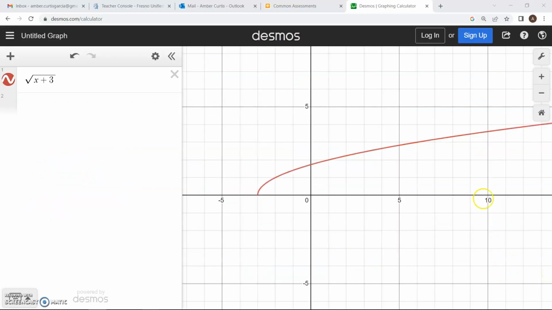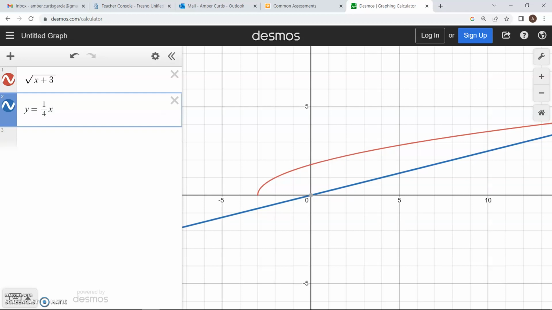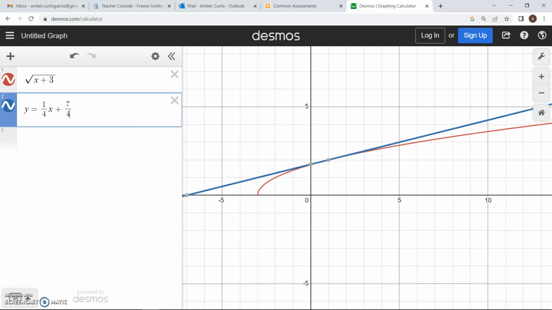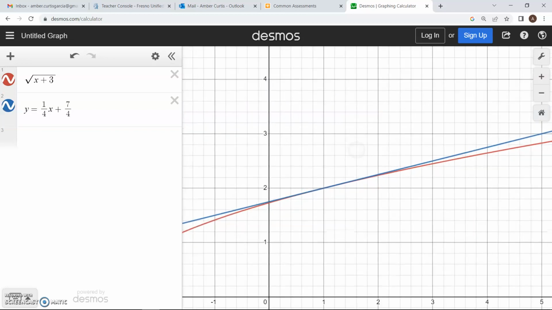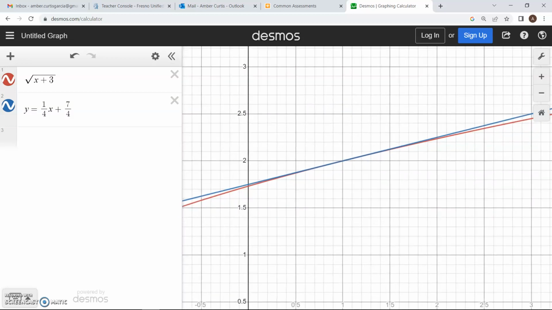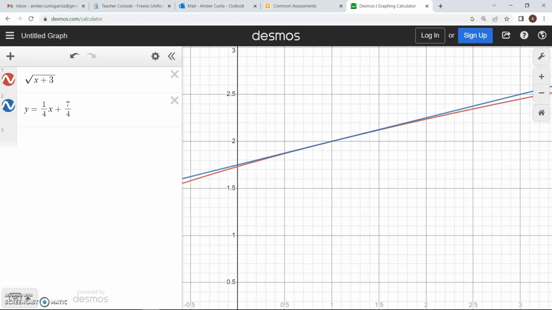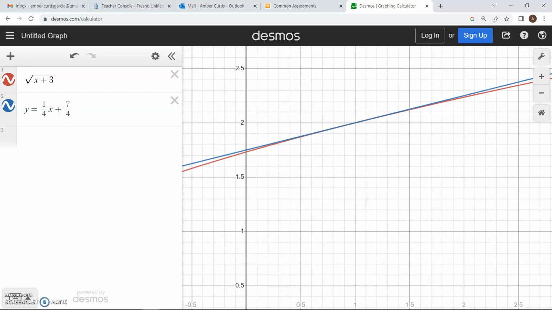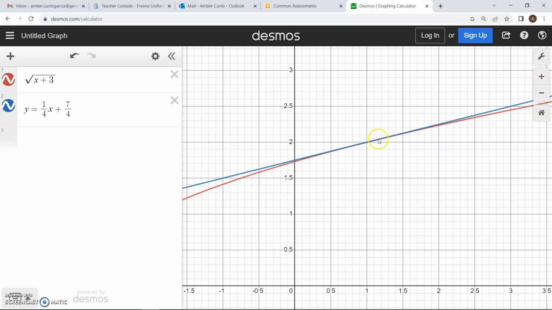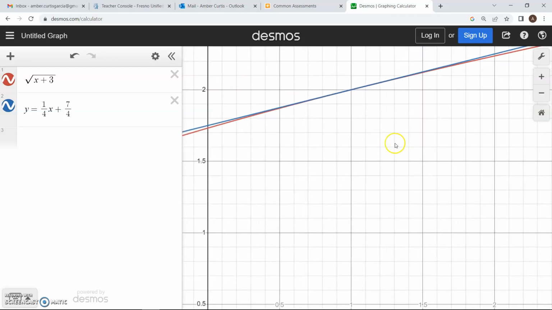Looking at the graph on Desmos, and then looking at our linear function, which was 1/4 x plus 7/4, we can see that, as we said before, if we zoom in close enough around 1, this line really quite nicely mirrors what is happening. So if we look at that 1.05, if we zoom in close enough, it behaves the same as the function itself.